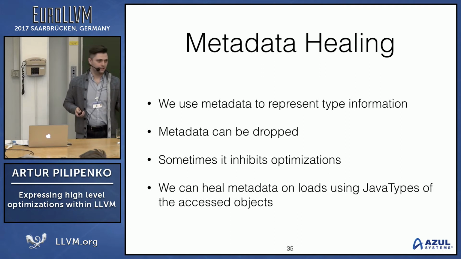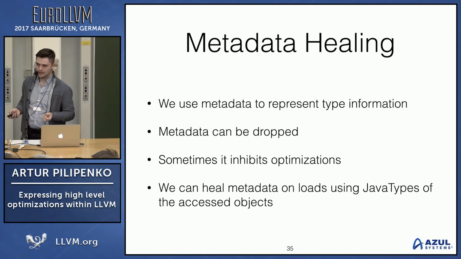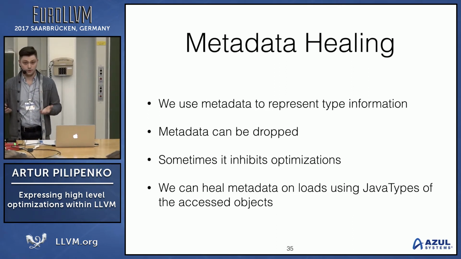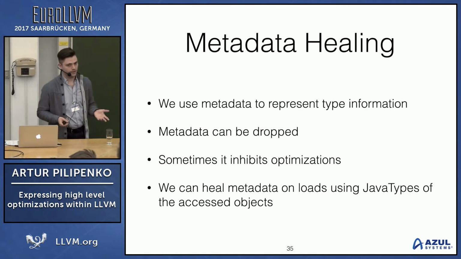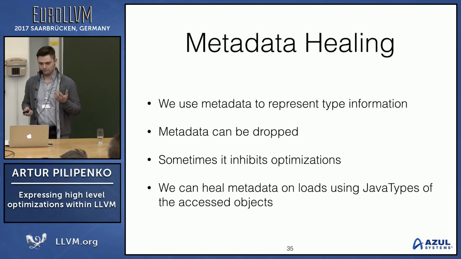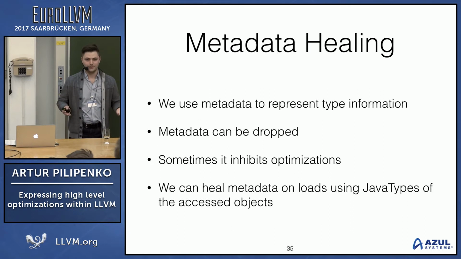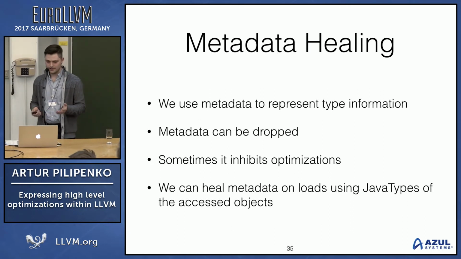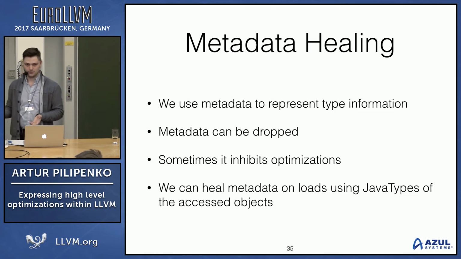We use metadata to represent type information, but there is a small problem here: metadata can be dropped by the optimizer, and that may inhibit further optimizations. We can go and teach various parts of the optimizer how to preserve the metadata we're interested in, but that sounds like a long, tiring, and probably error-prone process, because the metadata we want to preserve is not a part of the LLVM IR. But on the other hand, we have Java type information which describes properties of the accessed objects.